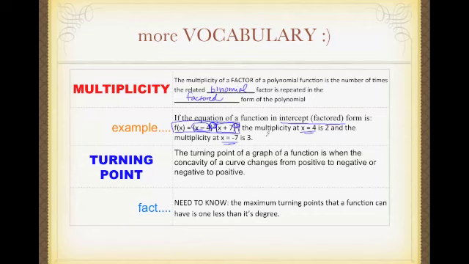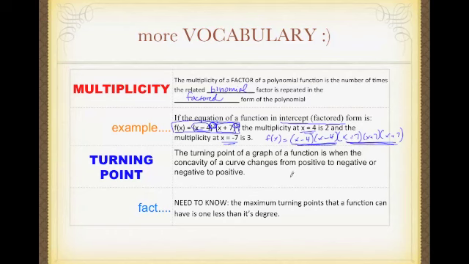If we expanded that, it would be f of x equals x minus 4, x minus 4, x plus 7, x plus 7, x plus 7. Okay, so you can see that its multiplicity is 2, its multiplicity is 3.